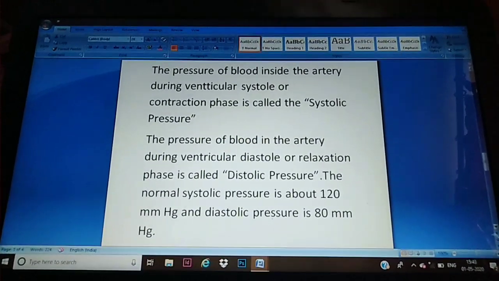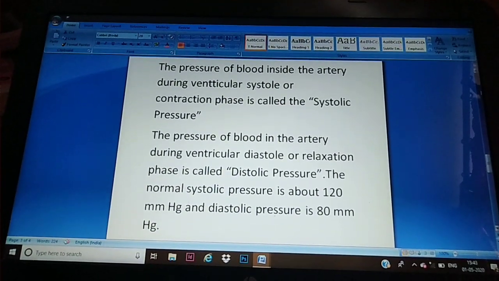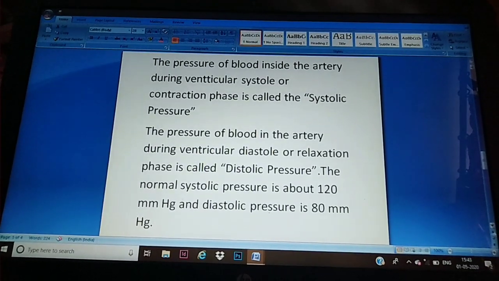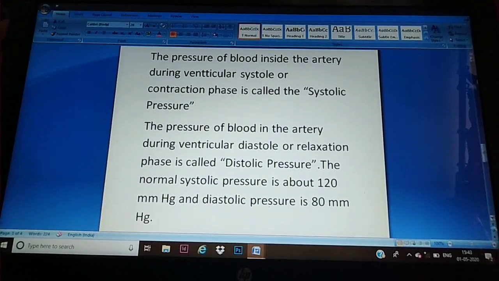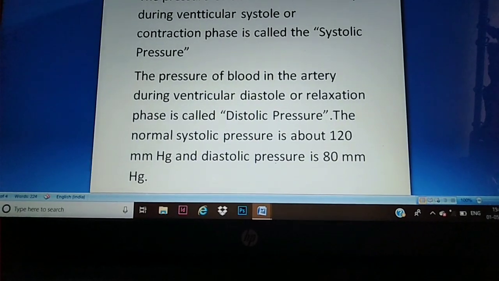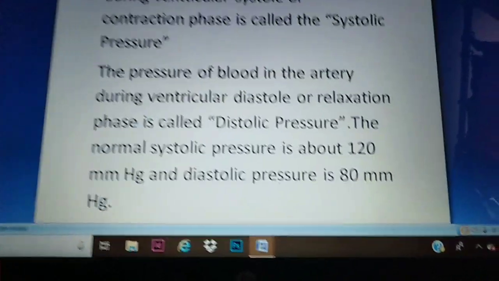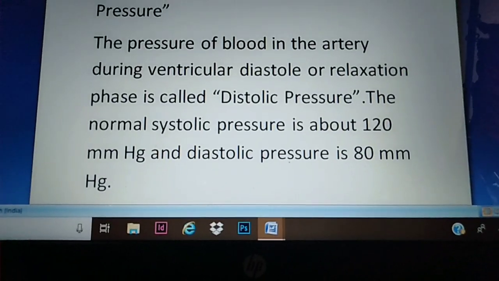And the pressure of the blood in the artery during the ventricular diastole or relaxation phase, when the ventricles are going to relax, is known as the diastolic pressure. What is its value? Its value is 80 millimeter of Hg.